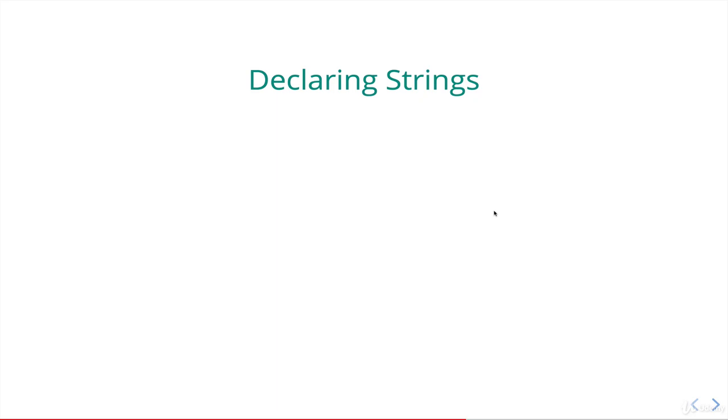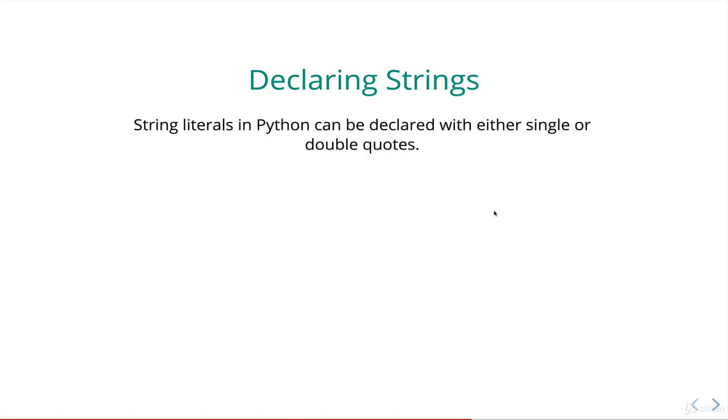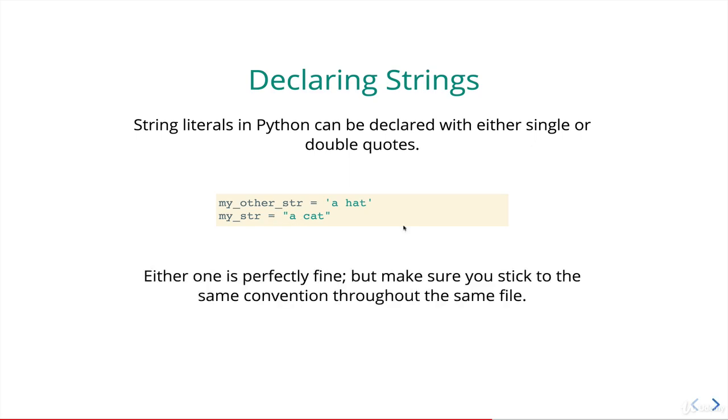In this first one, we're just going to talk about the different ways of declaring strings. So we saw how to declare strings with double quotes, but we can actually use single quotes or double quotes. And it doesn't really matter at the end of the day, but you need to be consistent. So here's an example. My other string equals a hat with single quotes. And then my string equals a cat with double quotes. So whichever one you use at the beginning, you have to use at the end. You couldn't use a single and then a double. So either one's fine. It really is up to you and what you prefer. But it's important that you stick to the same convention in your own file.